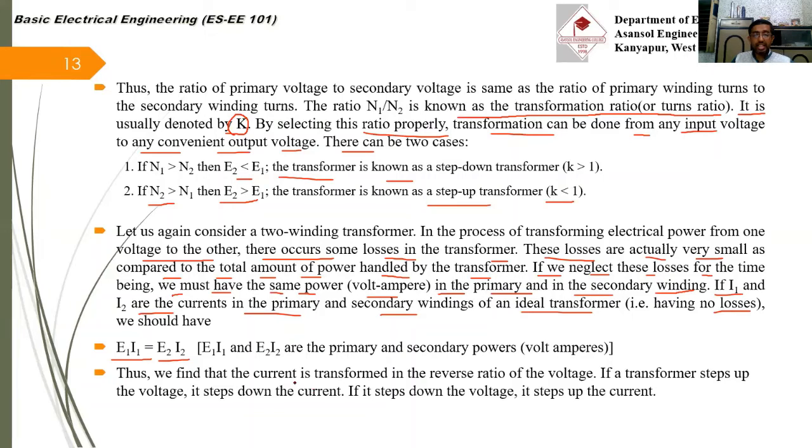Thus, we find that current is transformed in the reverse ratio of the voltage. If a transformer steps up the voltage, it steps down the current. If it steps down the voltage, it will step up the current. Clear?